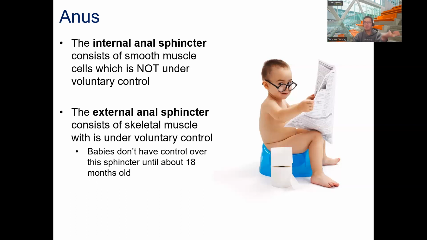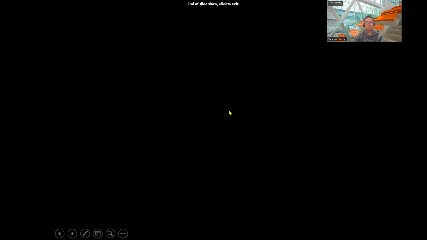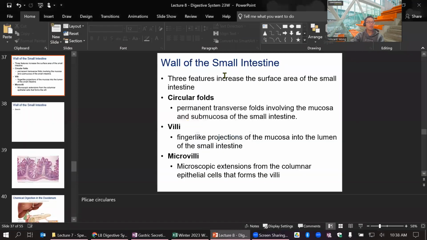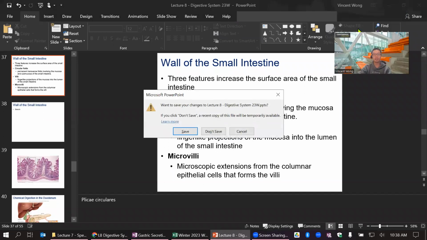You do whatever you want, but physiologically speaking, remember they don't have the ability to control it until 18 months. And that's it for the digestive system. I hope you don't find that too onerous.